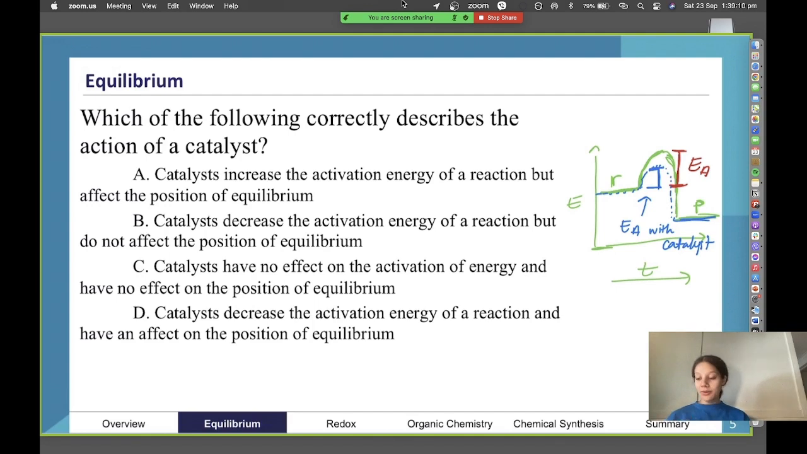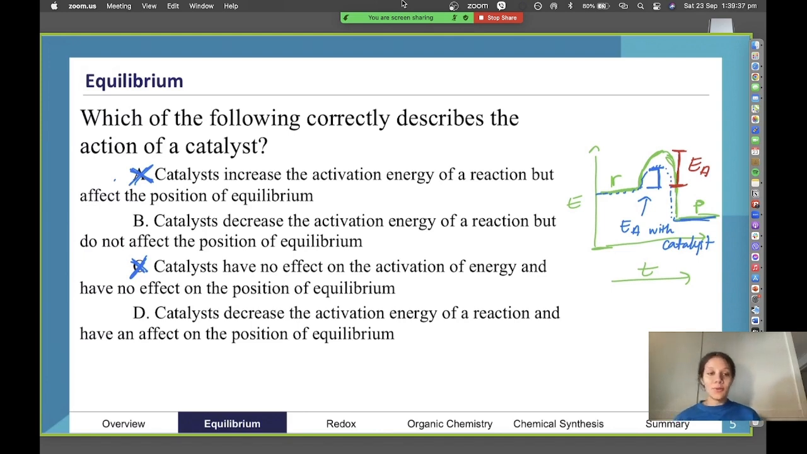So that means we're going to have a look at our options now and see what we can rule out. So we don't increase the activation energy, so we can rule out option A completely. So we have decrease the activation energy, so B is still a potential answer. For C, catalysts have no effect on the activation energy, so that's going to be incorrect as well. And then D is also another possibly correct answer.